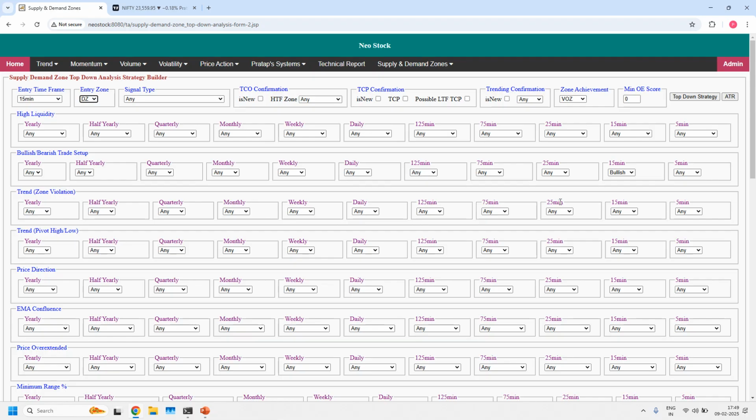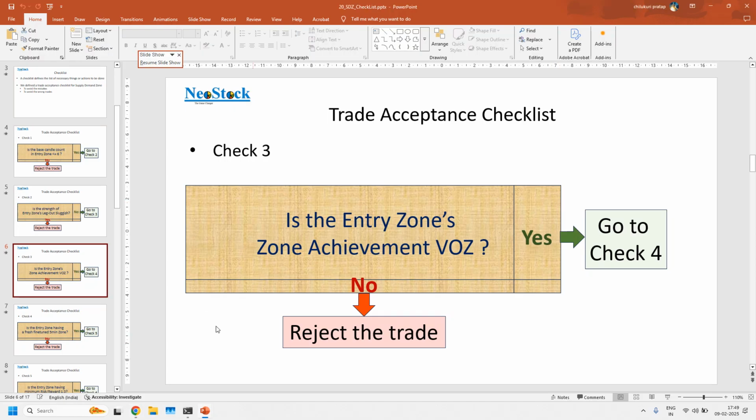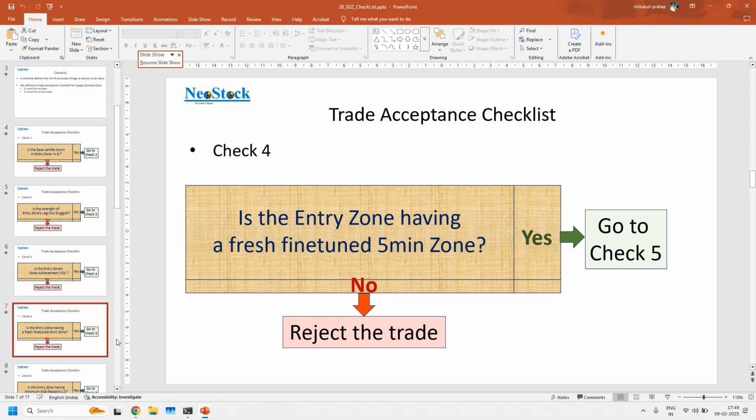See, I am taking care of the checklist while generating the reports itself. A few items we will take care of manually. Okay, what is the next checklist item? Item 4: does the entry zone have a fine-tuned 5-minute zone? Why a fine-tuned 5-minute zone? If it is not there, what will happen? In Lesson 16 we clearly learned the new concept I developed. When a zone is going to be violated, we will be in a position to identify it well in advance in at least 80% of scenarios, not 100%, 80% of scenarios.